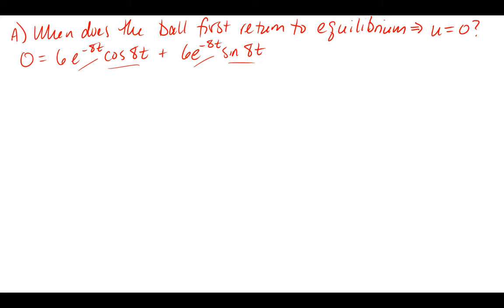So what we're about to do will work even if you don't have 6 and 6. Even if you have different numbers up front, this will still work. So let's not overthink this. I'm trying to find out when something is equal to 0.